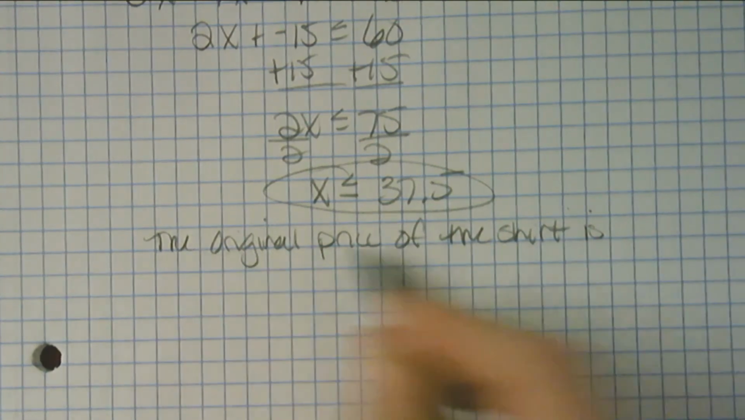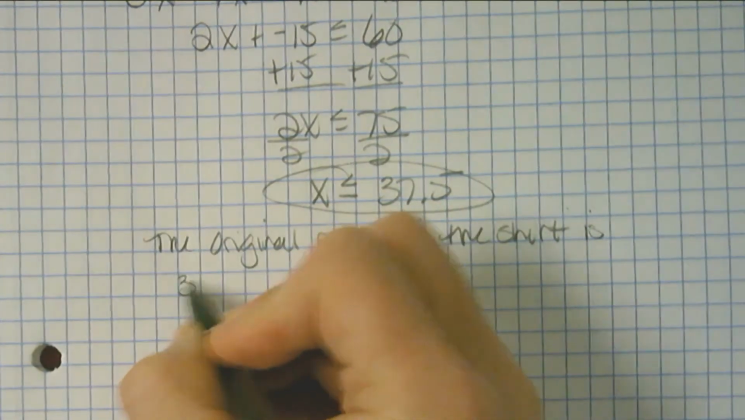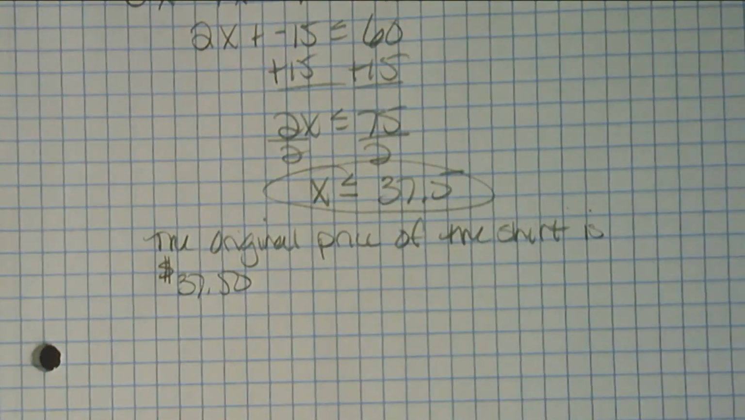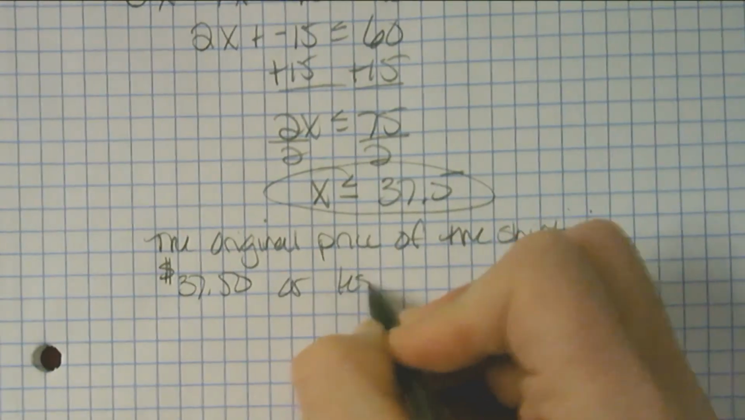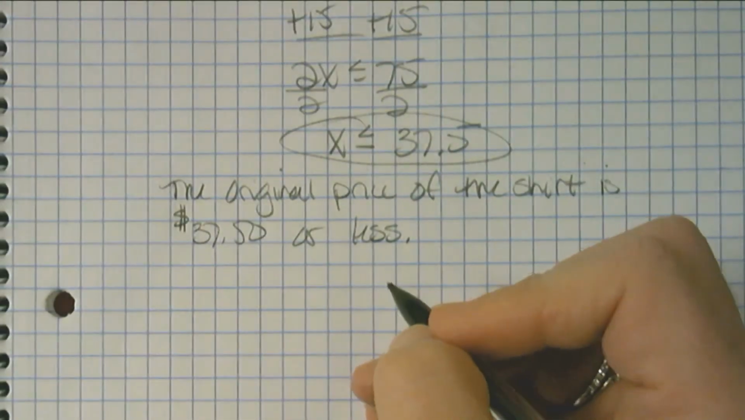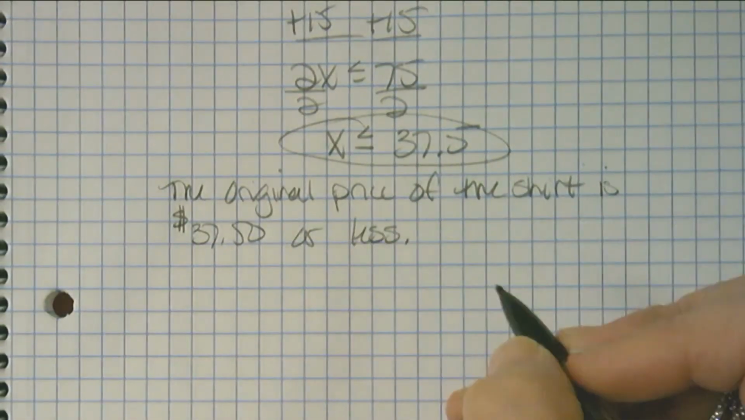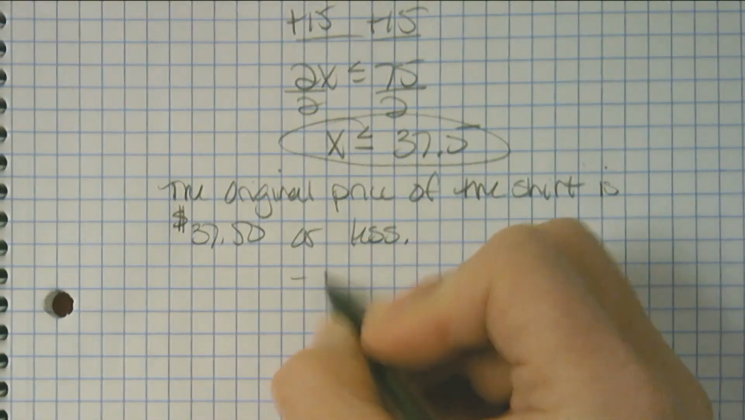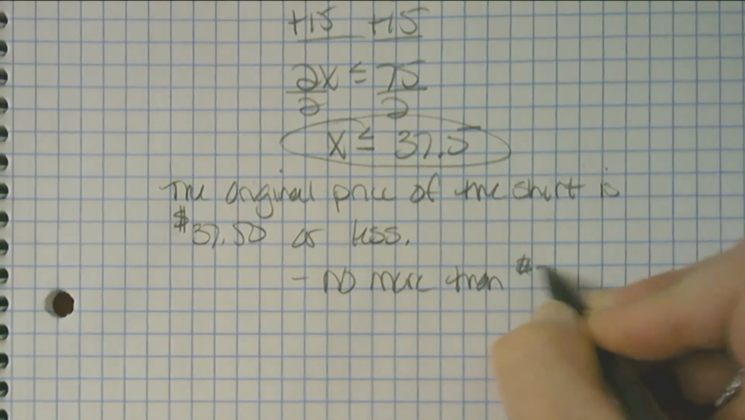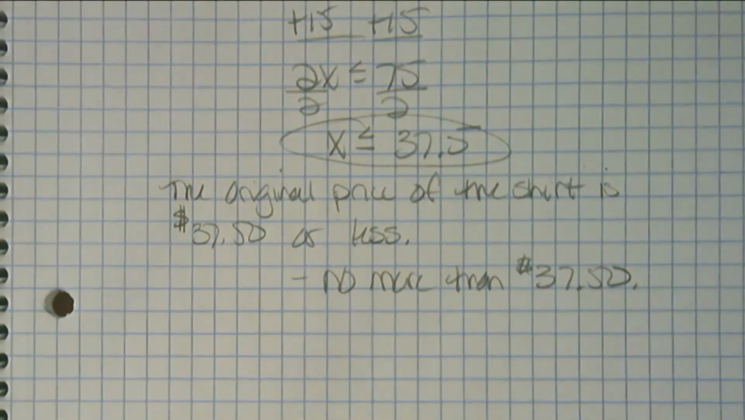Absolutely. The original price of the shirt is $37.50 or less. That dollar sign has to go in front of your number, by the way, not after. How else could I have said that? Matthew? Absolutely. We could say no more than $37.50.